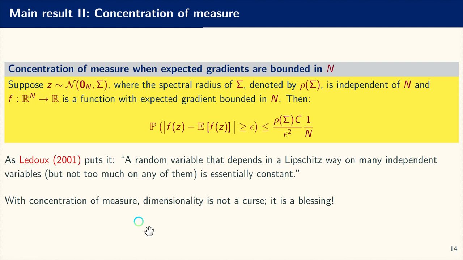And as Ledoux put it in 2001, a random variable that depends in a Lipschitz way on many independent variables, but not too much on any of them, is essentially constant. And that's the whole point about a value function that depends on a lot of idiosyncratic shocks. For all practical purposes, it is a constant.